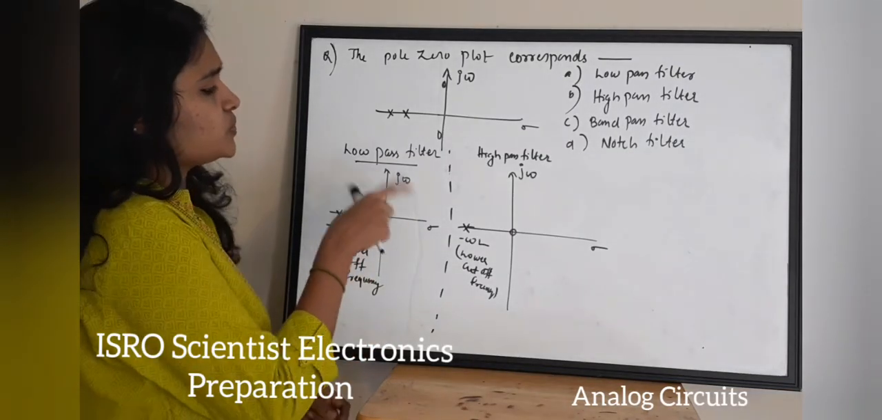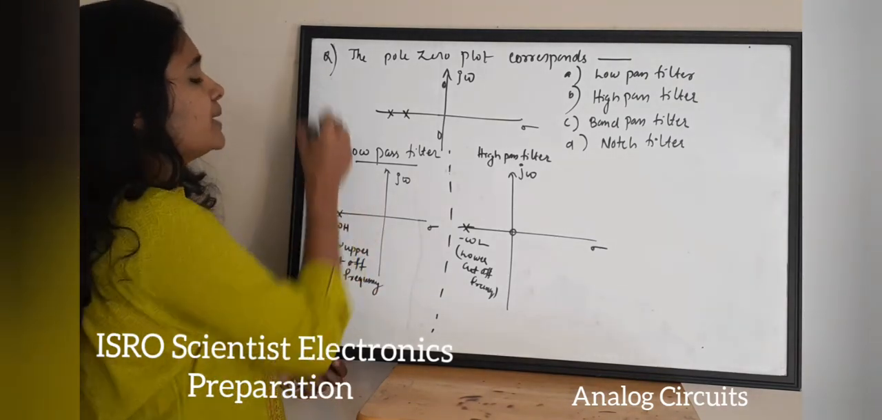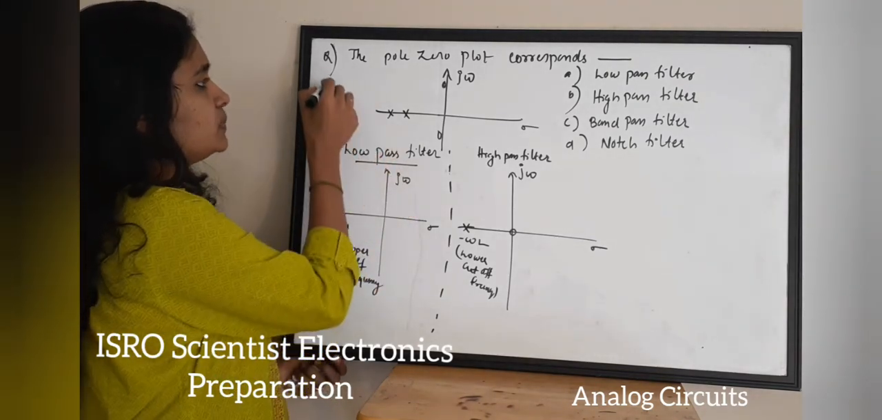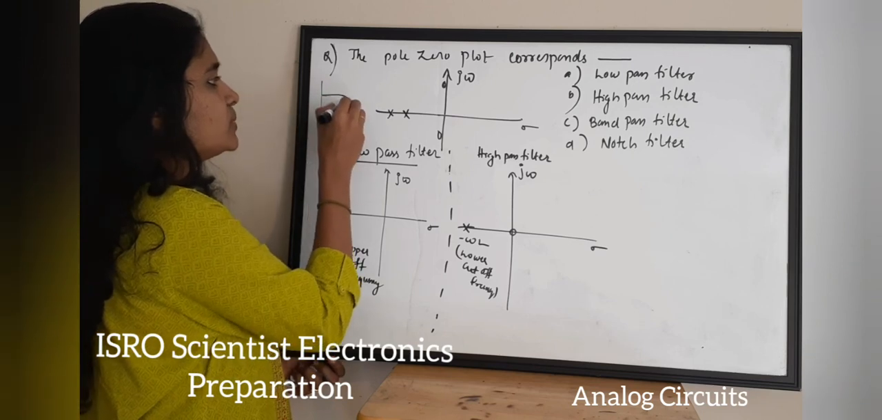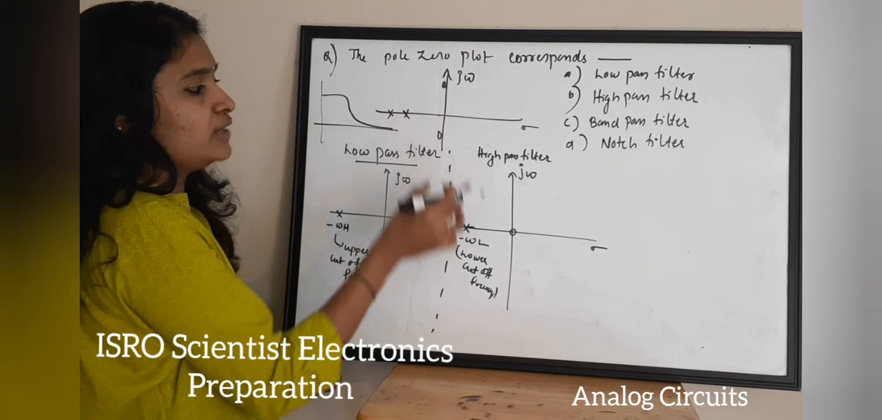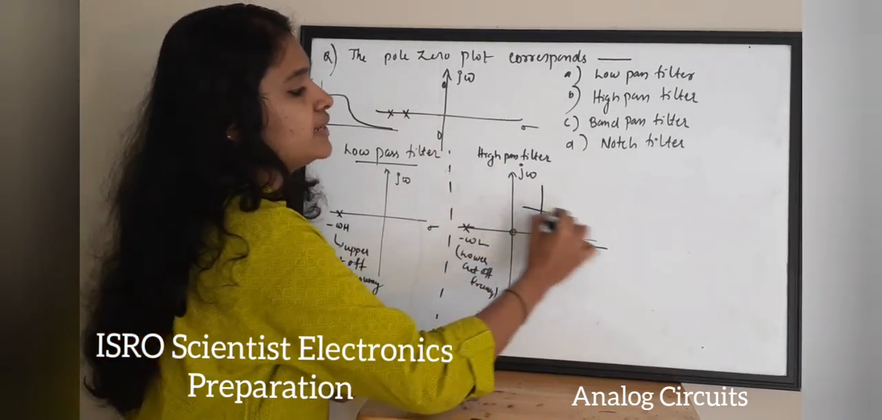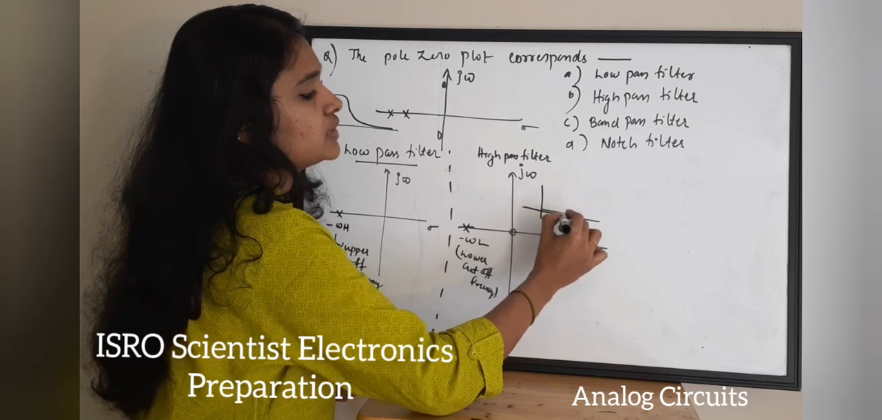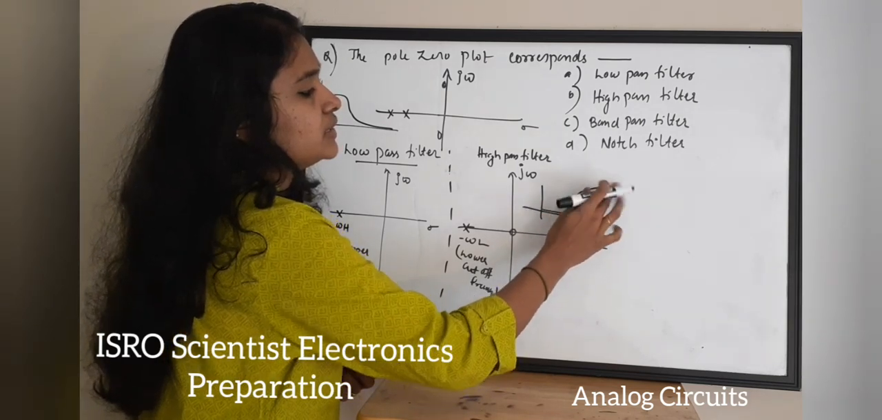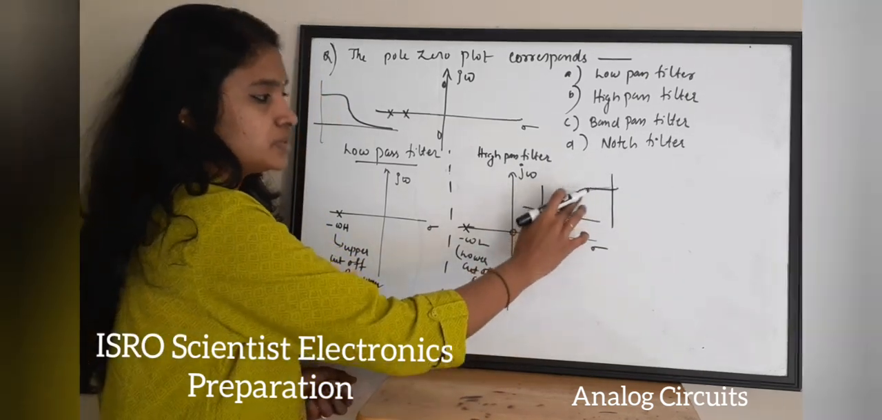The magnitude response of a low pass filter, if you draw it roughly, how will it look? The magnitude response of a low pass filter means it passes all the lower frequencies and it cuts off all the higher frequencies. So it will be like this. And for a high pass filter, how will the magnitude response be? It will be like this. That is, it cuts off all the lower frequencies but it passes all the higher frequencies. So it will be like the reverse.